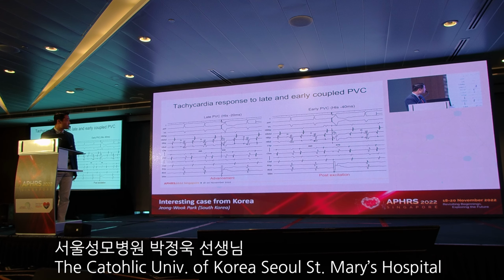At first, we delivered single His-refractory PVC with a wide range of coupling intervals, and this is the most useful maneuver to identify the presence of pathway conduction. A PVC delivered 20 milliseconds before the His signal advances the next atrial activation, but a 40 milliseconds earlier PVC delays the next atrial activation. This finding indicates the presence of pathway conduction, and this is a typical response of a slowly conducting pathway.